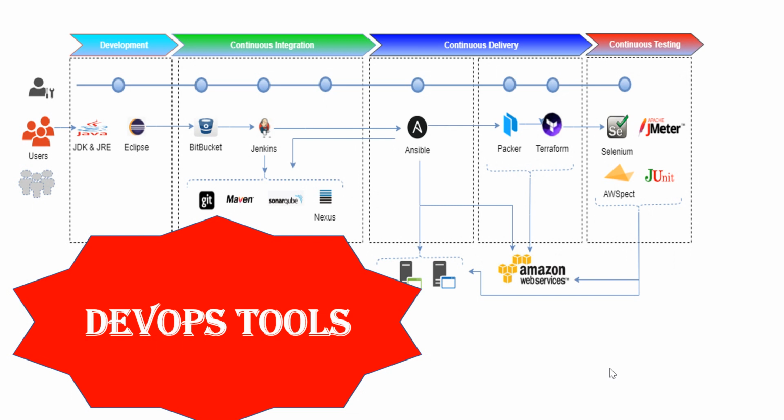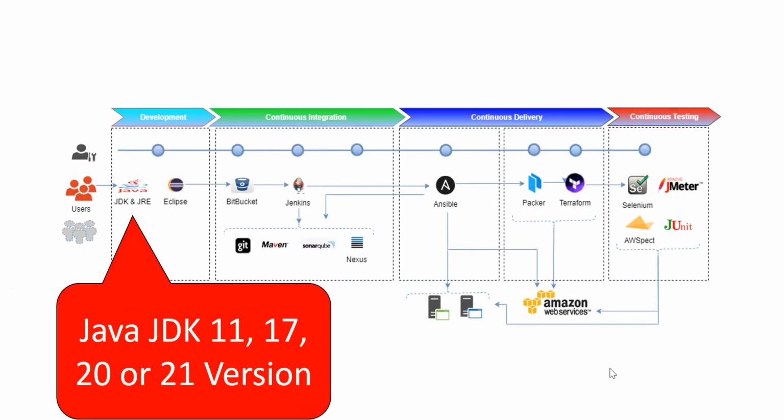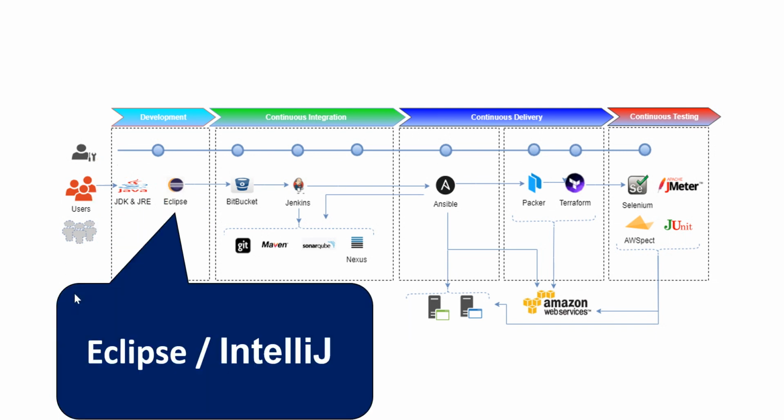Once you follow these tools, technology, and process, which we are going to talk about in this video, let's talk one by one. Let's say you are a Java developer and you are going to develop applications in Java. You have options to choose Java JDK 11, 17, 14, or 20, and now 21 is also coming in September 2023. So these are the Java development or JDK tools. And JRE, you can use it for your development perspective.